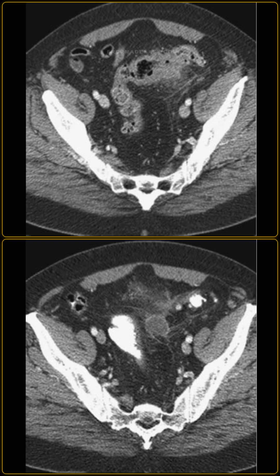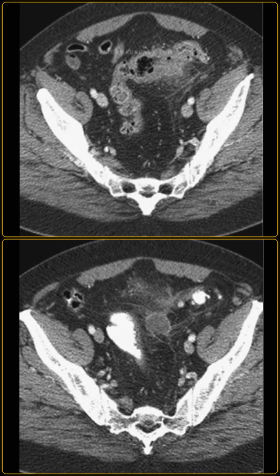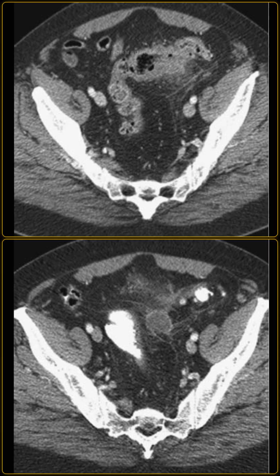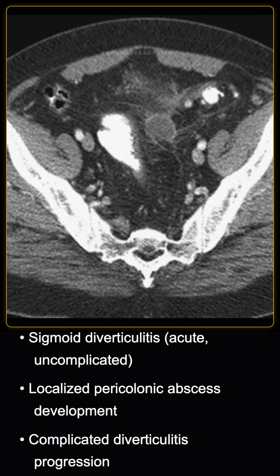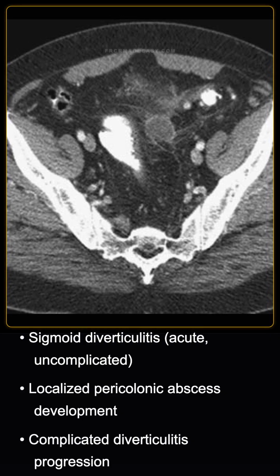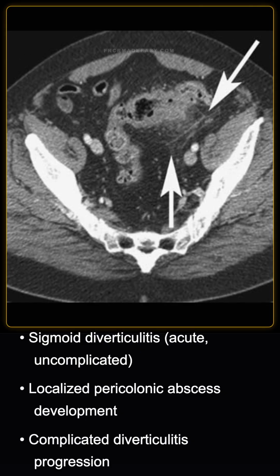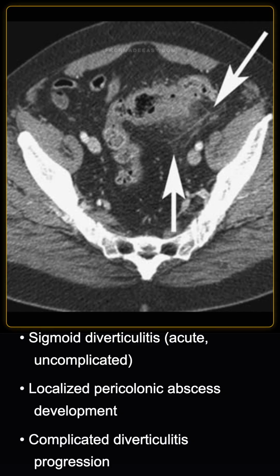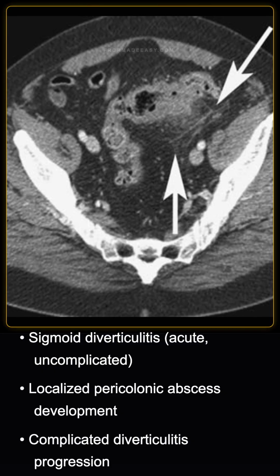And how have the findings evolved on the follow-up CT on the right? All right. Based on the combination of these two scans, what is the complete primary diagnosis? The initial scan is diagnostic of acute uncomplicated sigmoid diverticulitis. The follow-up scan demonstrates progression to complicated diverticulitis, specifically characterized by the formation of a localized pericolonic abscess.